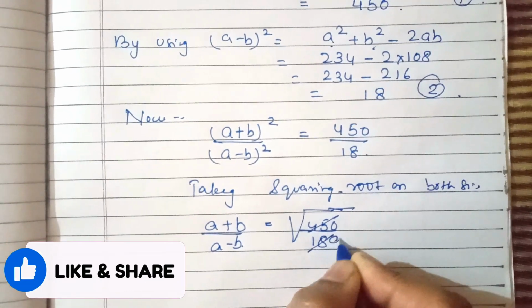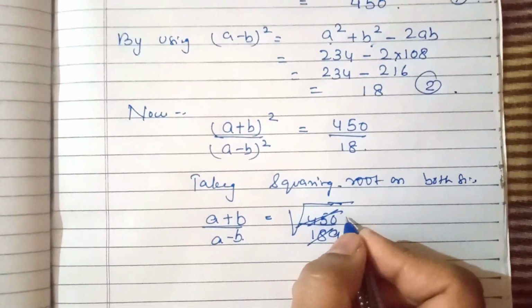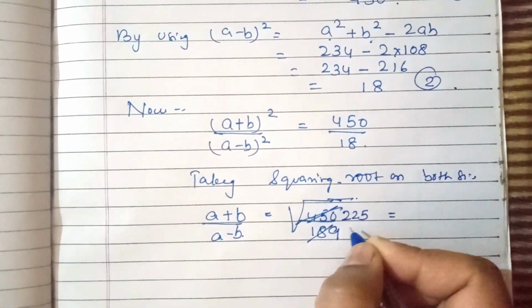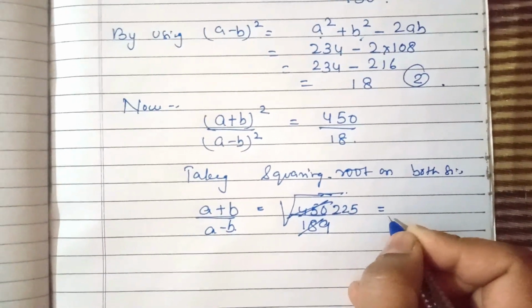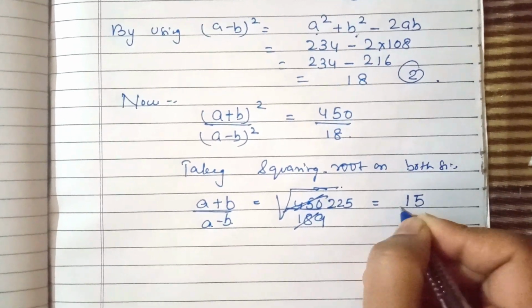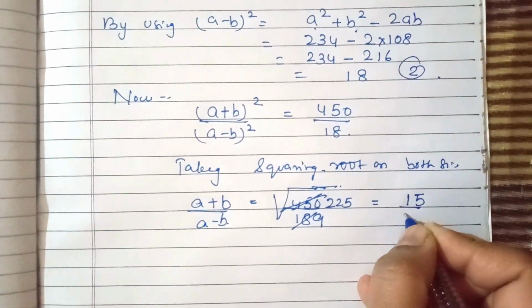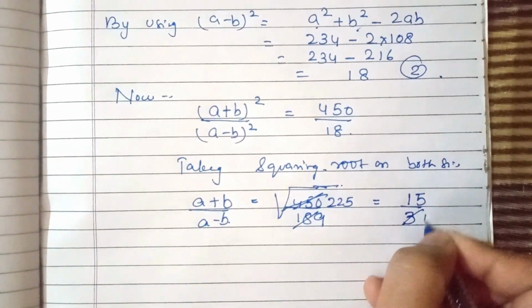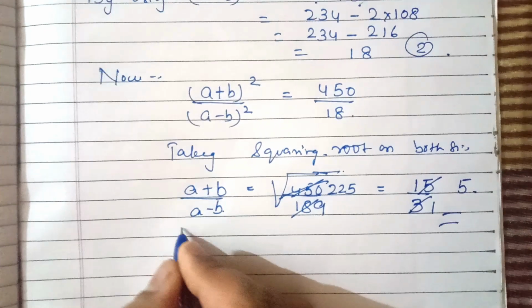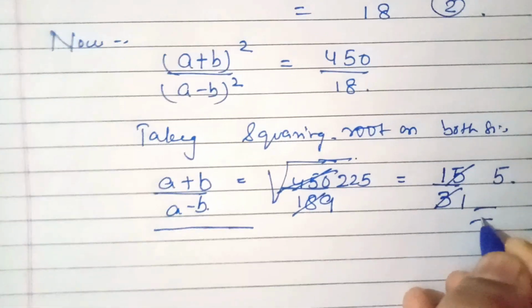9 2s are 18 and 225 into 2 is 450. That is 225 upon 1, and the square root of 225 is 15 and the square root of 9 is 3. 3 1s are 3, 5 3s are 15. So (a plus b) upon (a minus b) is equal to 5.